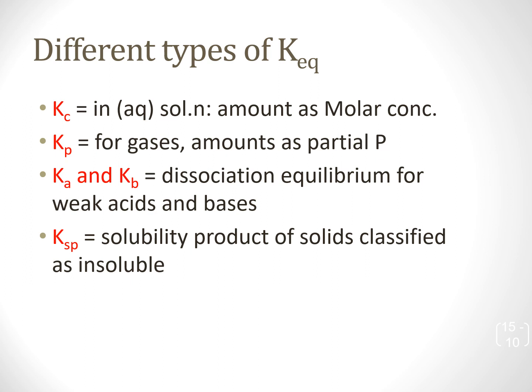As I was anticipating, there are different types of equilibrium constant. The first two depend on how we express the amount of reagents and products. If it's a molar concentration, we use the symbol Kc. If everything is a gas, then it's more convenient to use the partial pressures.